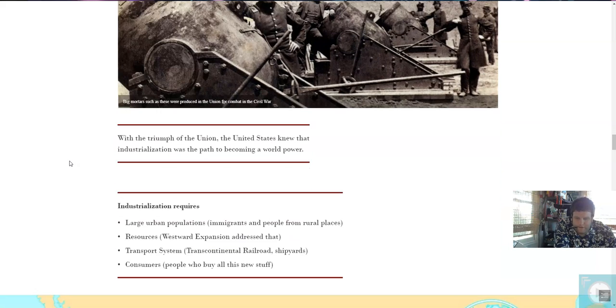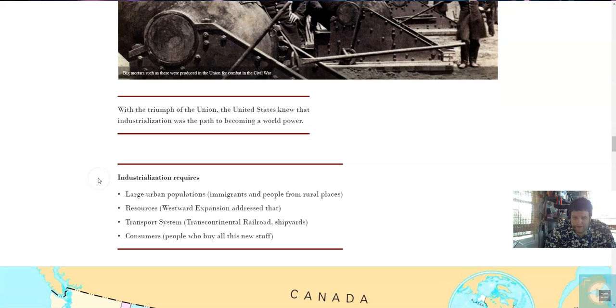Now, we need to talk about the process of industrialization. There's certain things that industrialization seems to require. There are 4 rather common traits that have been observed in industrial revolutions from England to Japan and whatnot. And those things are large urban populations, resources, a transport system, and consumers. We'll break it down by each of them.